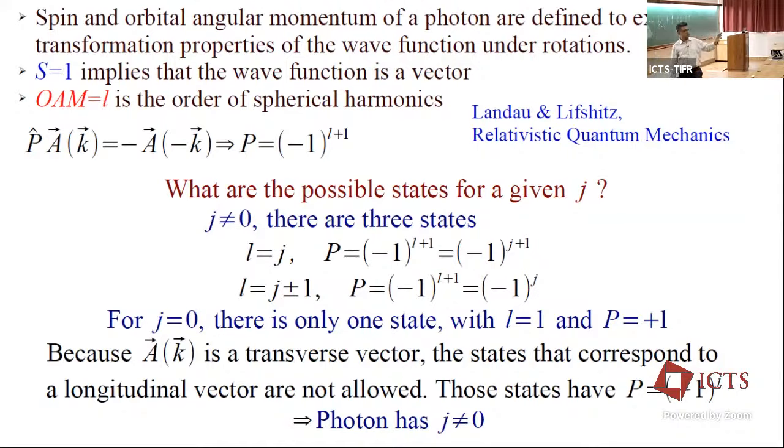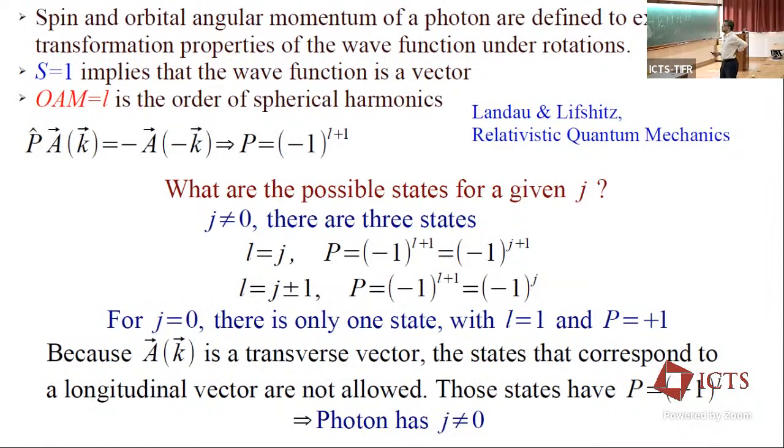Scalar means it is a scalar function of the position variables. Okay. But in case of A, it is a vector quantity. So the vector will change by 1. So it has parity (-1) to the power L plus 1. Okay. Spherical harmonics has (-1) to the power L, while for the vector quantity it is L plus 1.